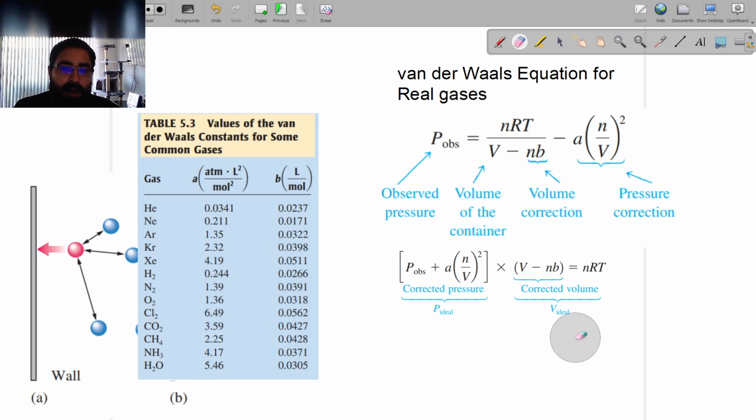Hopefully this makes sense. Don't get too scared off. I'm not going to have you do calculations with this, but I do need you to understand what the corrections are. So what's the correction here, and what's this correction for? What are they accounting for? All right, and that's basically it.